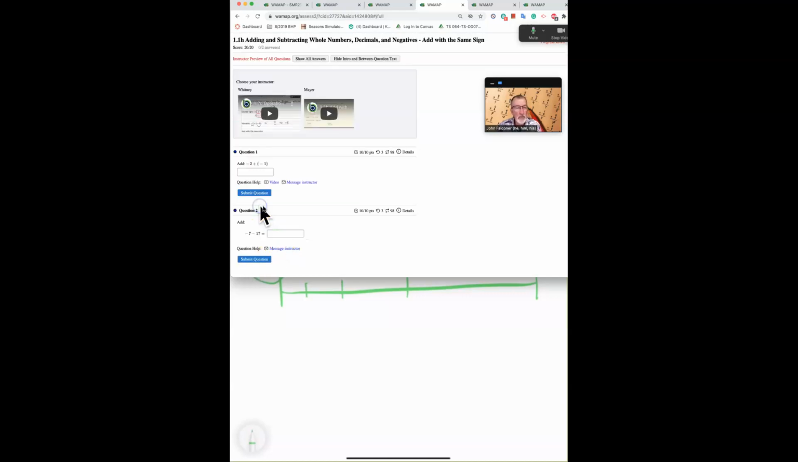Let's see what a similar question here is. -7 minus 17. You can think of it as combining the value, putting the values together, and then keeping the negative sign because they both have negatives.